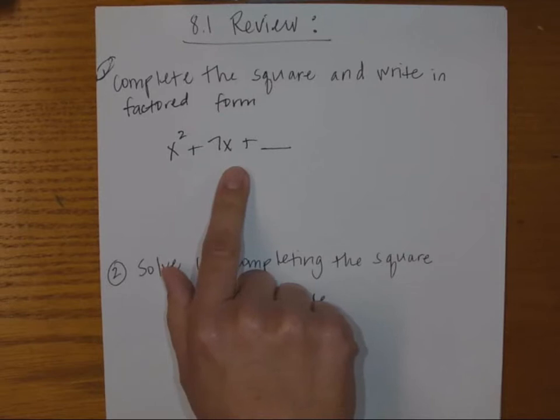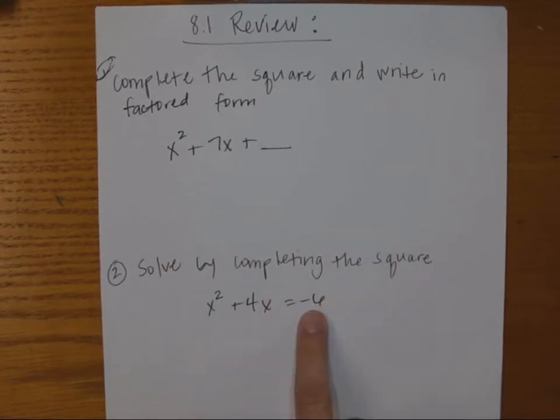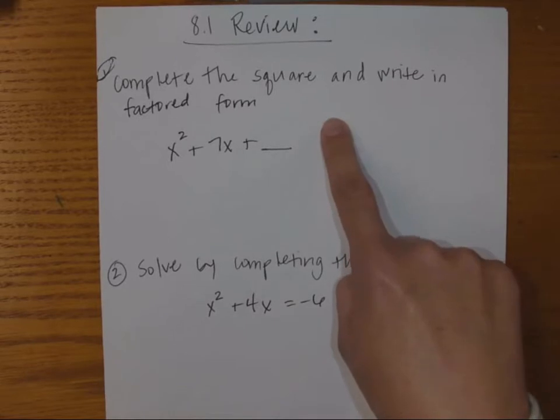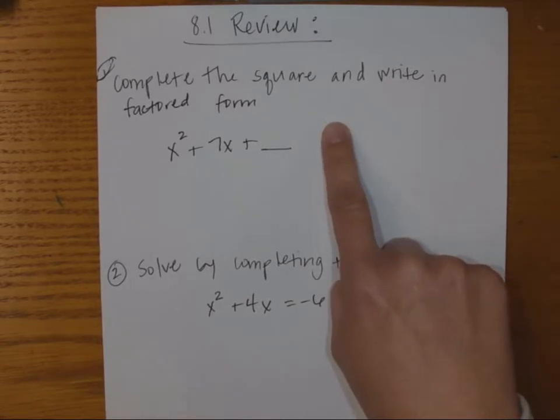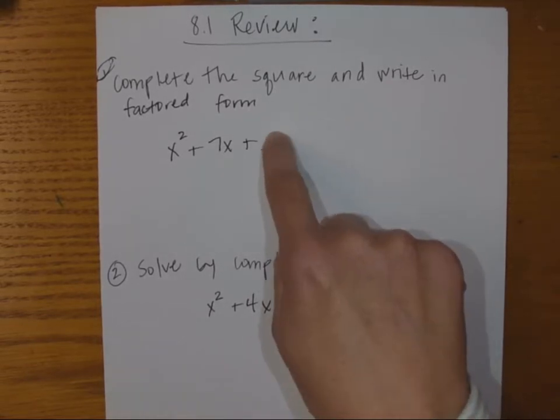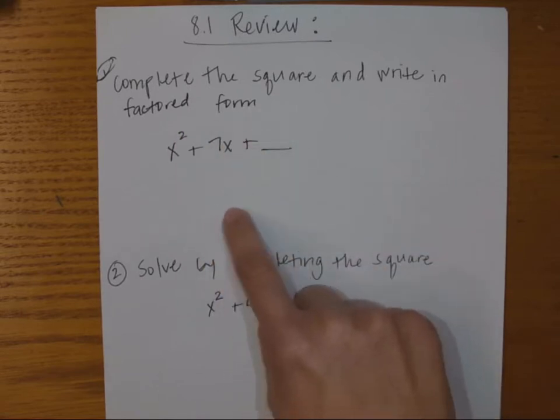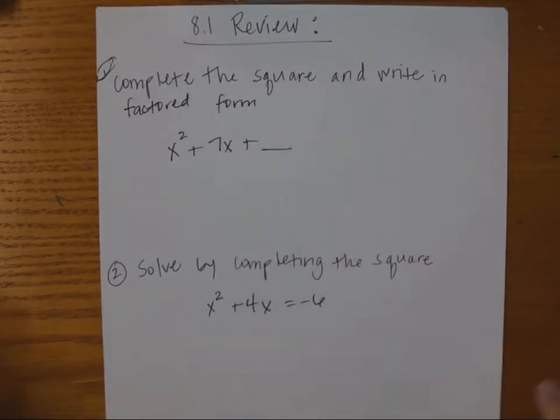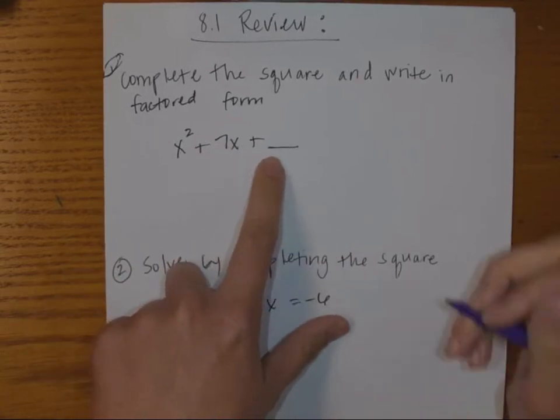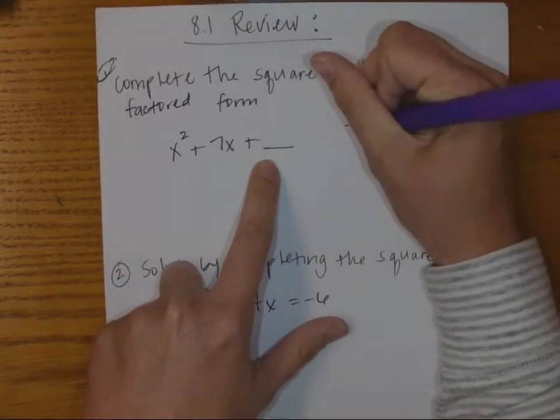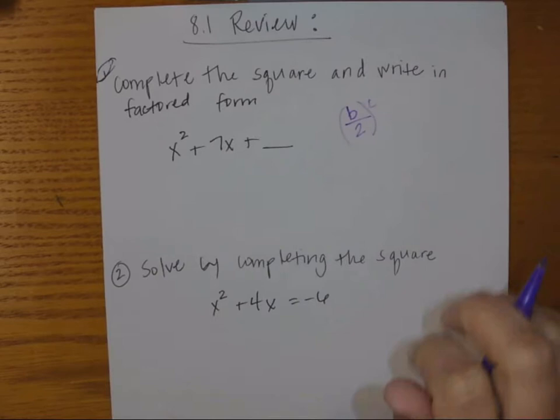Here, this is an expression. It doesn't have an equal sign. Here, this is an equation. We have an equal sign. So the way that we solve the first problem, to complete the square, that means fill in the blank, write in factored form, is write it with the parentheses with the squared on the outside. So to complete the first problem, to fill in this blank, remember it is b divided by 2 squared.